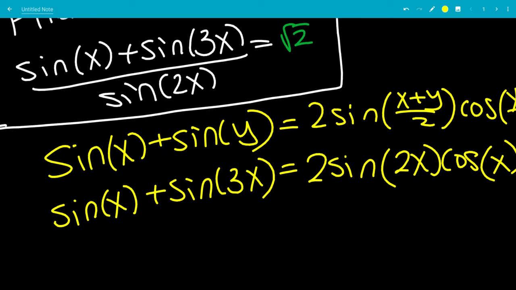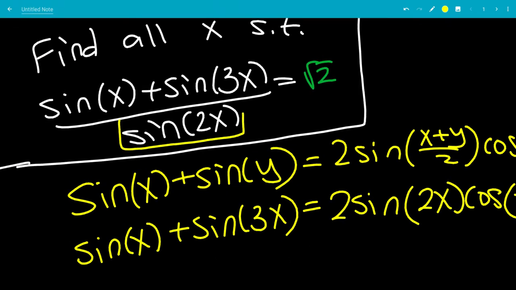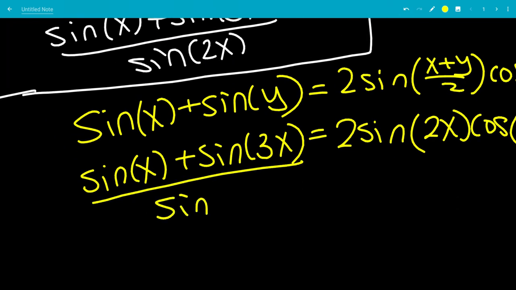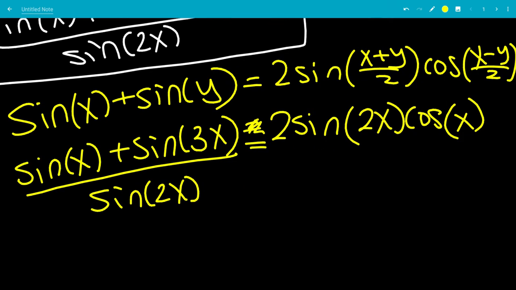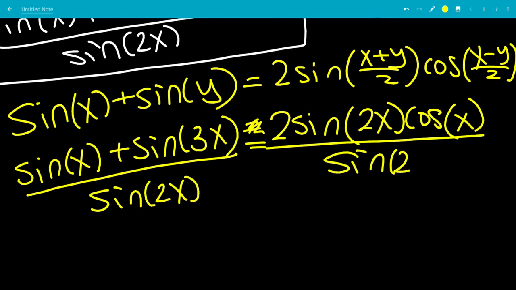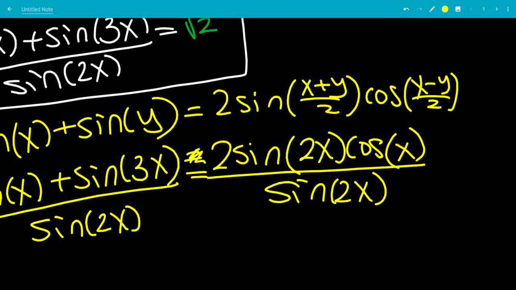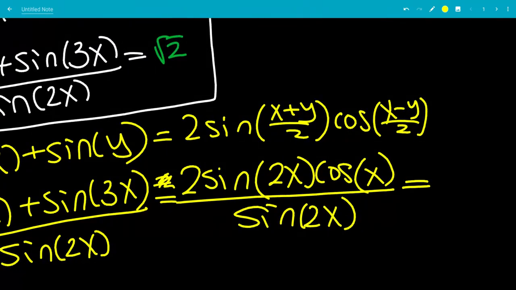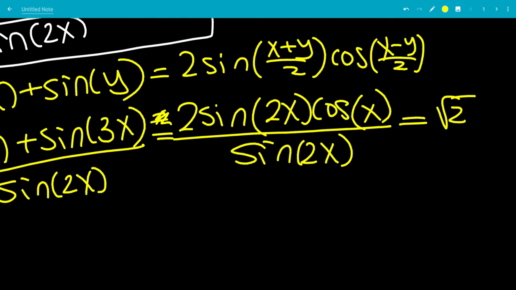Okay. And look right here, you have a sine of 2x on the denominator. So we can just divide it by sine of 2x. We'll move the equal sign to the middle, just so it looks better, all over sine of 2x. Okay, and this is equal, the original says it's equal to the square root of 2.